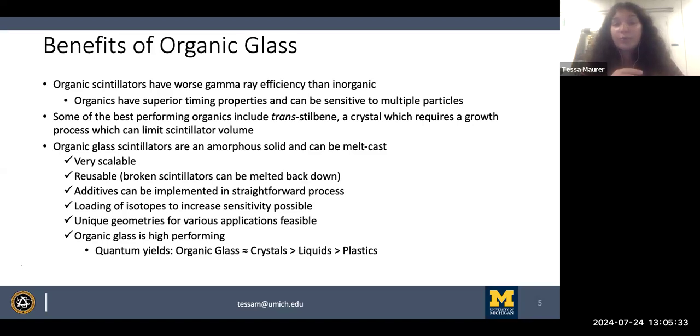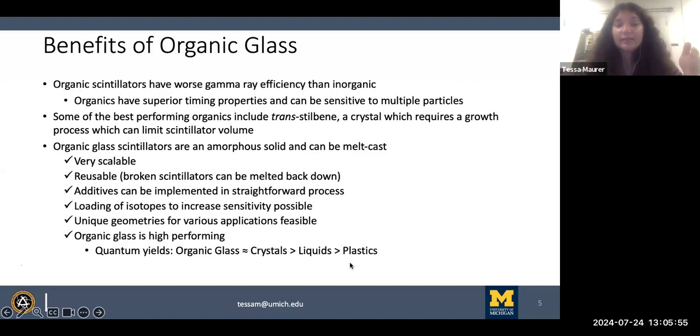Additives can be incorporated in a really straightforward process, as well as loading isotopes to increase sensitivity to particular particles. And then unique geometries are very feasible for different applications. And so this gives a brief relation to some other detectors we've been talking about.